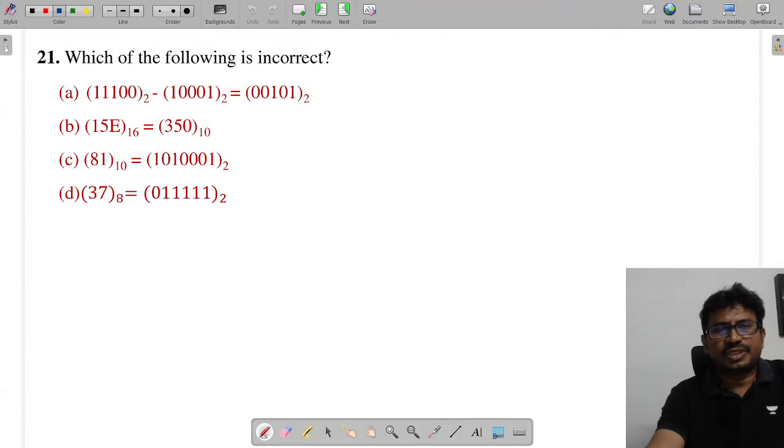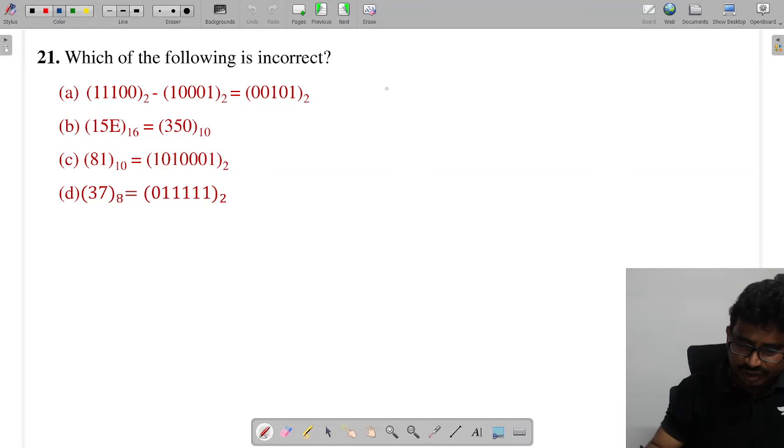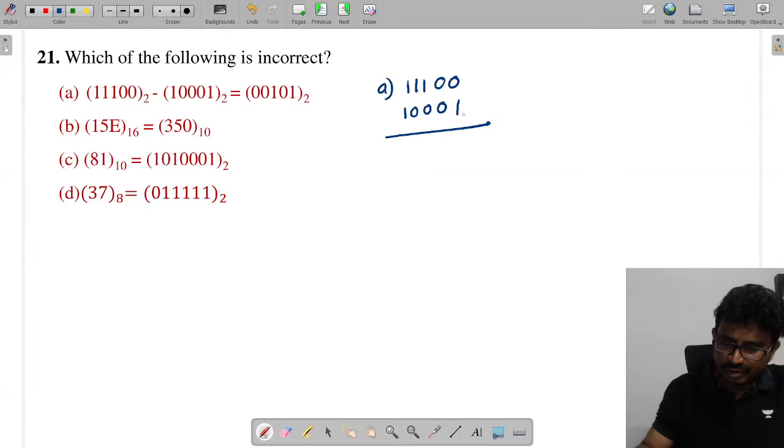Next, which of the following is incorrect? They have given binary algebra. Now see what they have given in the first option: 111 minus 001 subtraction. 0 minus 1 doesn't go, borrow will come, 2 minus 1 is 1. So this is 1 and then 0 1. Yes, this is 0. Incorrect. So you can see this first one itself is not correct, so this is the only option.